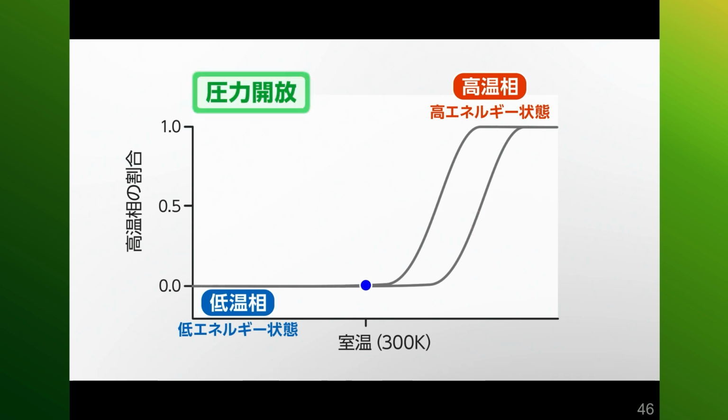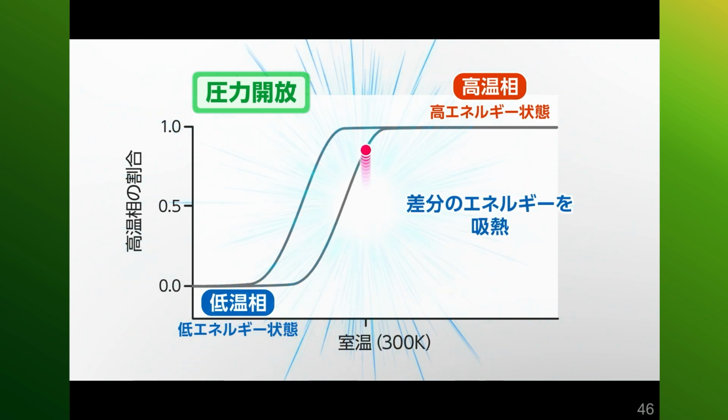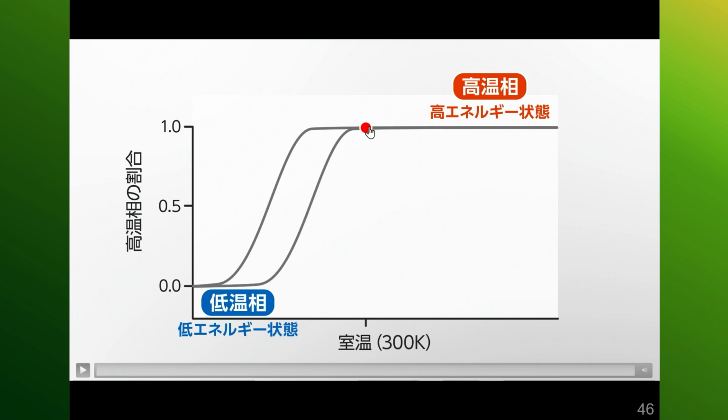Then, when the pressure is released from the material with accumulated heat, the material enters a high temperature phase, namely a high energy state, which means that it absorbs energy from its surroundings. By using this principle, we are attempting to design a phase transition material to achieve a cooling effect.